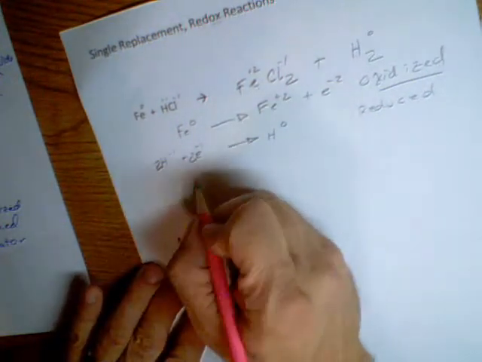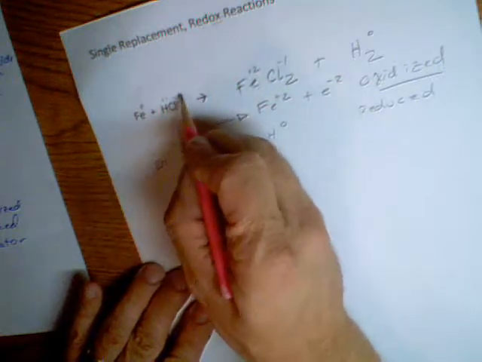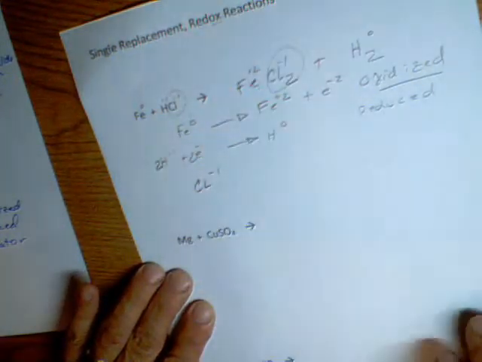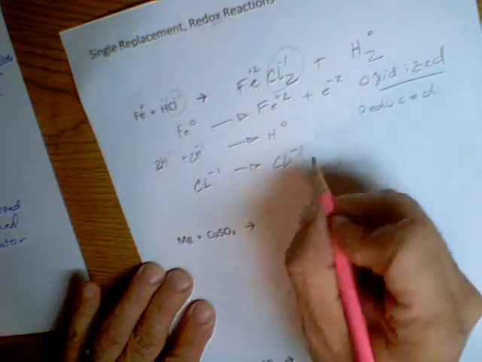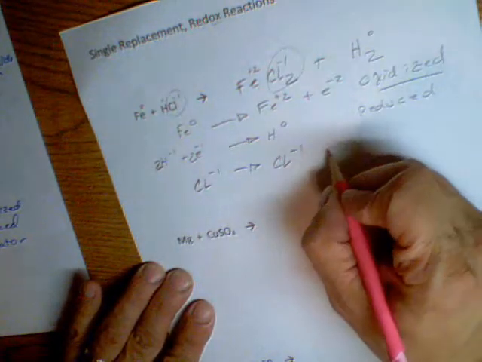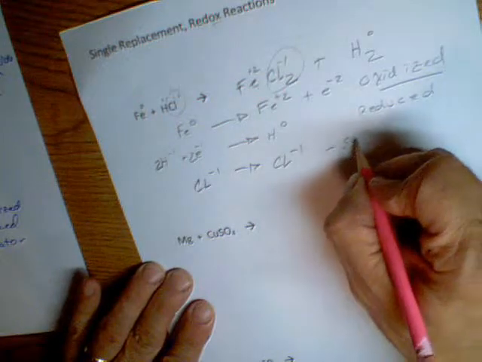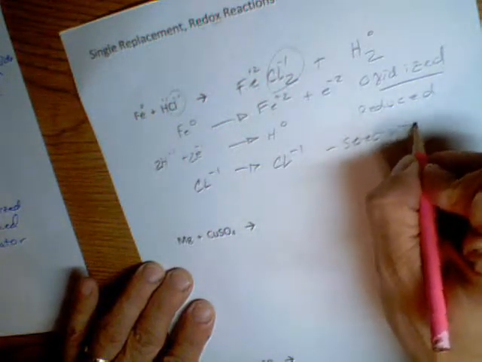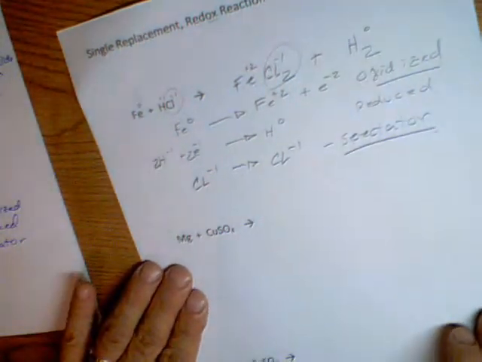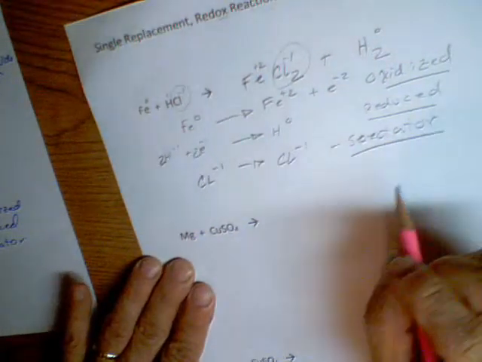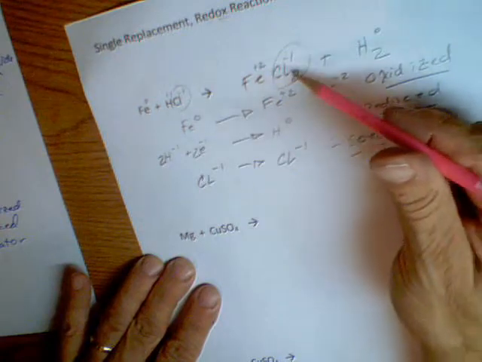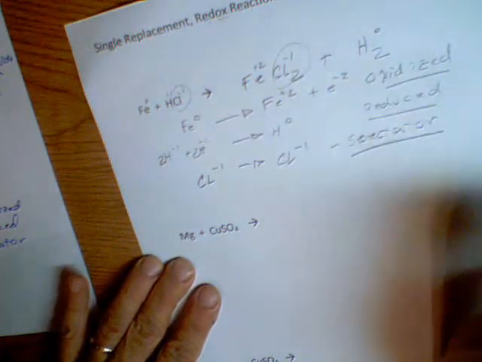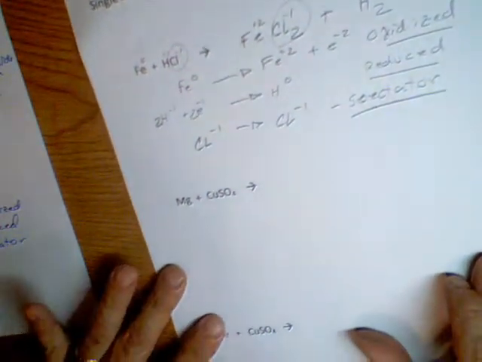Chlorine -1, chlorine -1, and because it's unchanged, we call that a spectator ion. So if I ask you which is the spectator ion in this reaction, which one has been reduced, which is oxidized, you should be able to identify those.